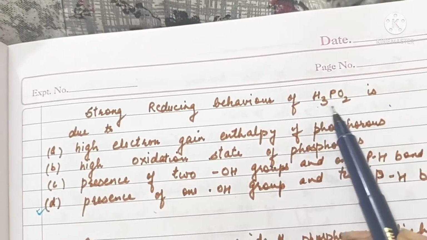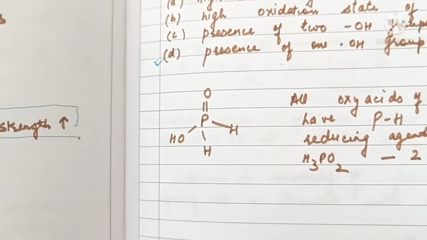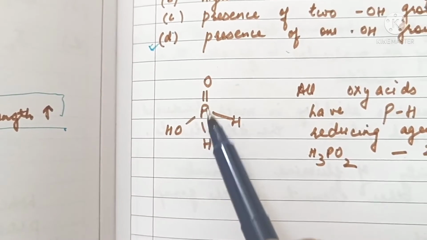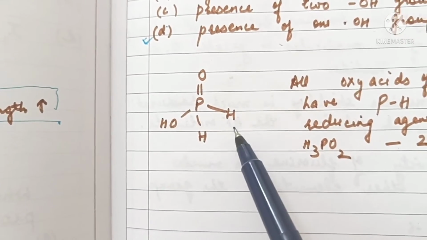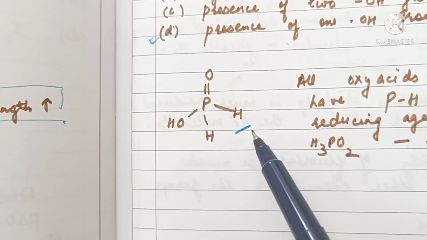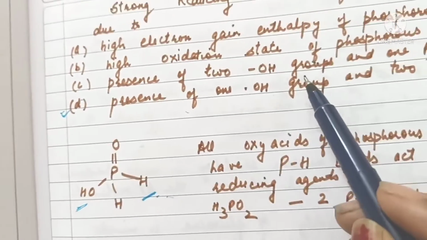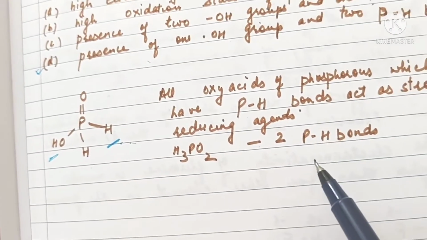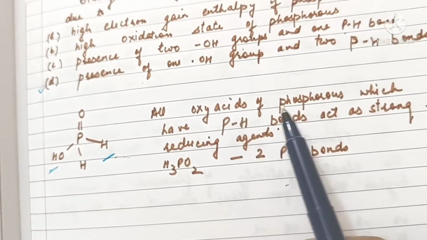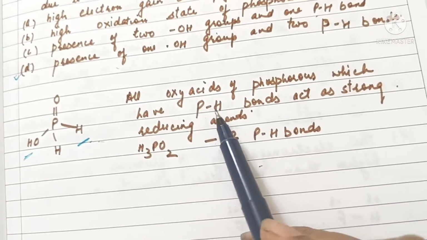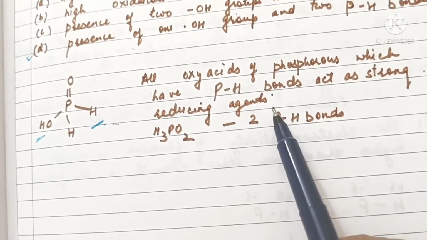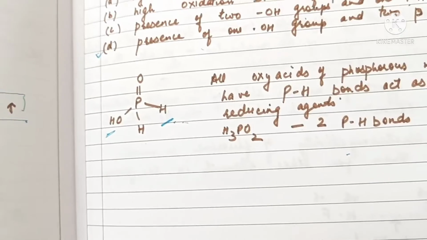The structure for H3PO2 is, it has two P-H bonds. These bonds can be broken and it can act as a reducing agent, and it has one OH. So option D is the correct answer. All oxyacids of phosphorus which have a P-H bond act as strong reducing agents.